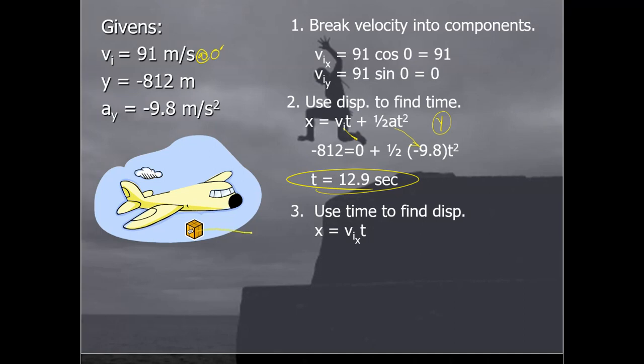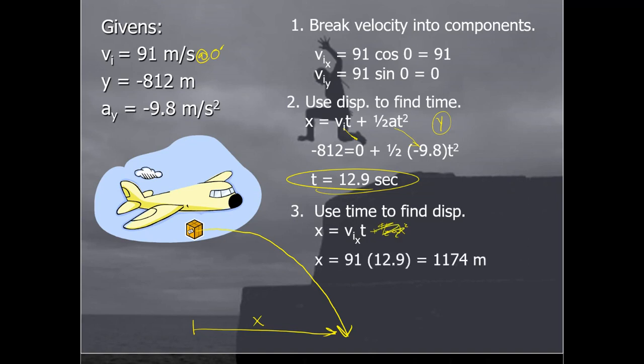So once we have that time, we can find out how far the supplies land. Remember, they're going to do something like this, so we can find out how far in the x direction they landed away from where the supplies were dropped. Technically speaking, this equation has a plus 1/2 at squared on the end, but in the x direction, what is the acceleration? It's 0. So if we plug in those values, we can solve that our x velocity, 91, times the time that we just found, tells us that it will land 1.174 kilometers away from where it began.